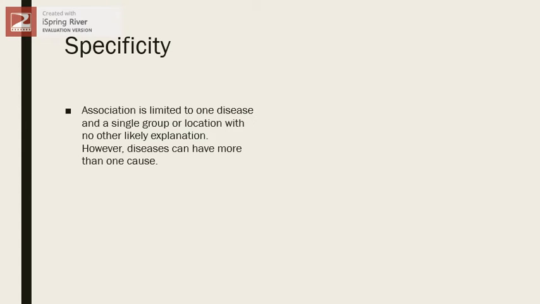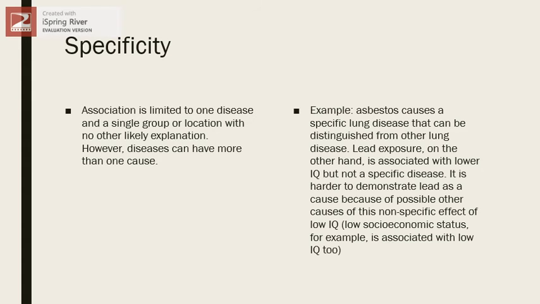The third causal criteria is specificity. This says that the association between the variables is limited to one disease and a single group or location with no other likely explanation. So this one, that definition isn't super clear, but I think the example really helps. Asbestos is a chemical that was used, especially in building a lot of homes. There's still certain tiles. It was in sheetrock, and so there were buildings, locations, homes where people were exposed to asbestos. So asbestos causes a very specific lung disease that's easy to distinguish from other lung diseases. Okay, so if you have a certain lung disease, you can tell this was caused by asbestos exposure.